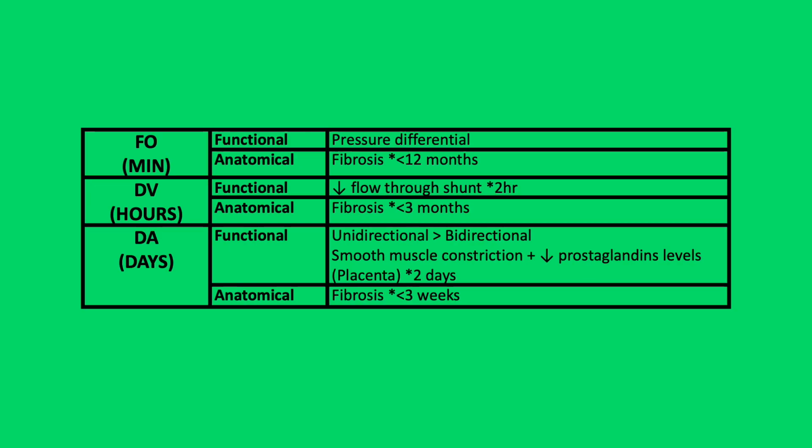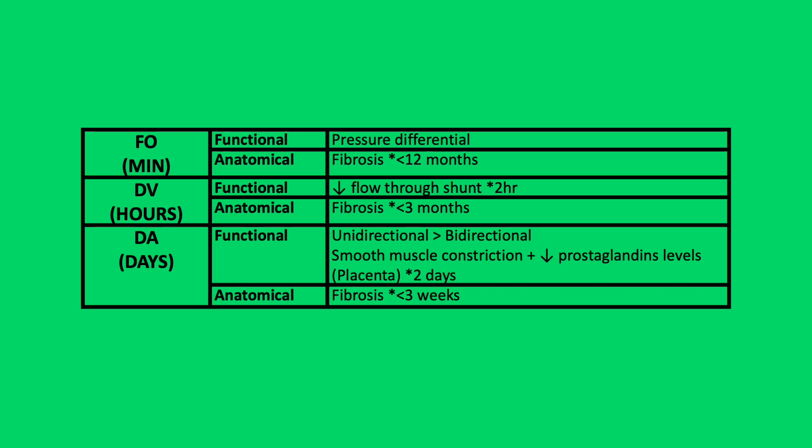Now we can look at the functional and anatomical changes of these shunts over time. The first one to close is the foramen ovale, which will become the fossa ovalis. The closure is initially due to an increase in LA pressure and subsequently fibrosis, which can take up to 12 months. Next is the ductus venosus, which becomes the ligamentum venosum, which initially closes due to reduced flow down the umbilical veins and subsequently fibrosis, which can take up to 3 months.